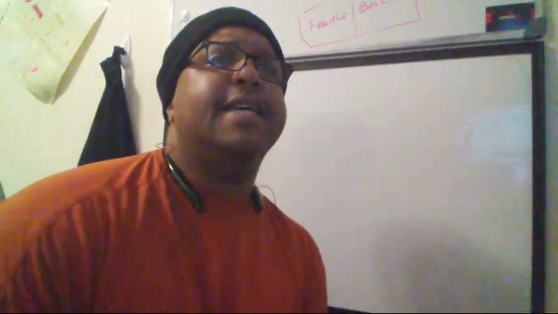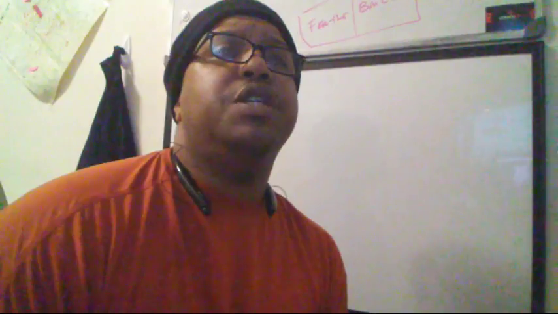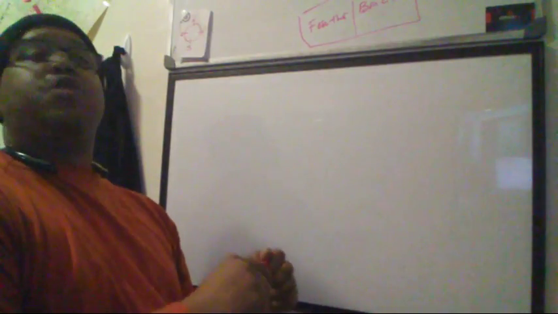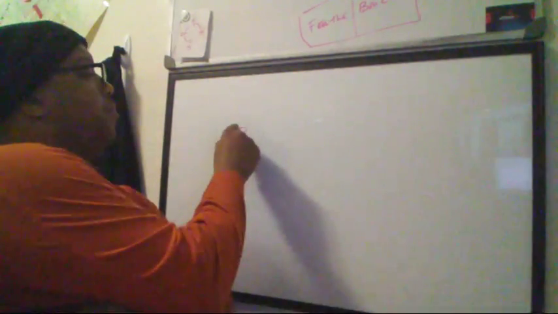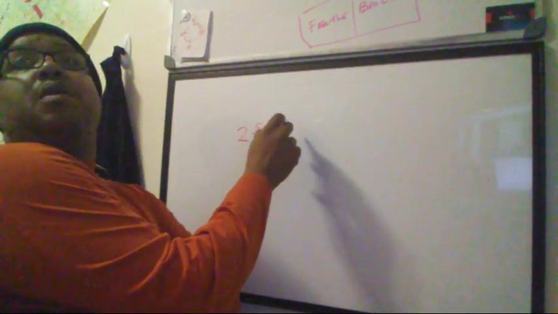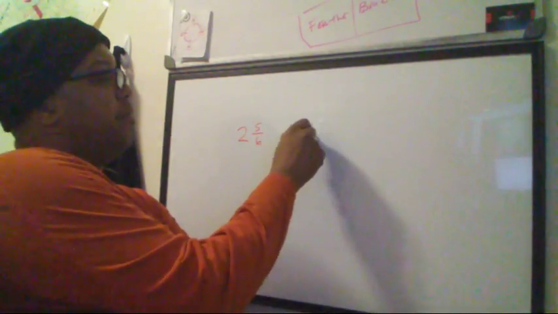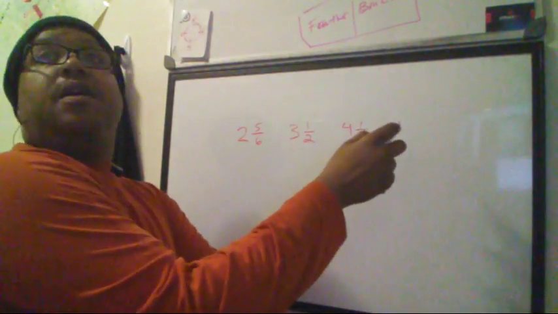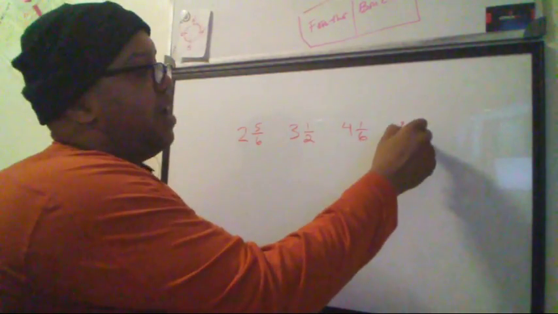Okay. I have a question. It is pertaining to sequences. Now, when you see these, do not freak out. So here's a sequence of numbers. You have 2 and 5/6. The next one is 3.5. One after that is 4 and 1/6. And the last one they give us is 4 and 5/6.